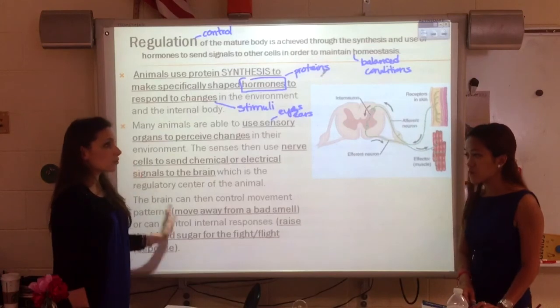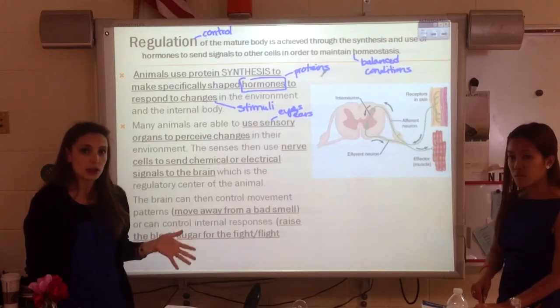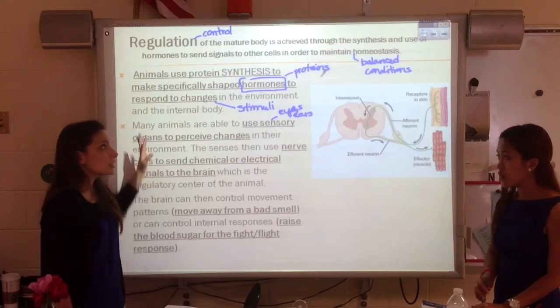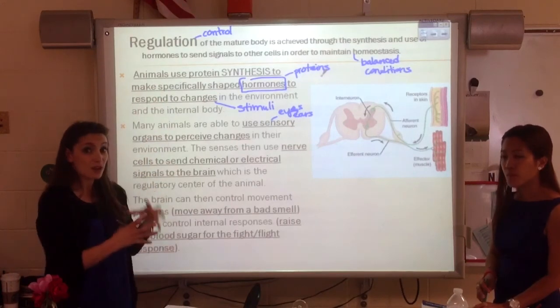And so this is kind of where we stop. We've been all the way through animals, but we need to really make sure that we understand how the animal body works.